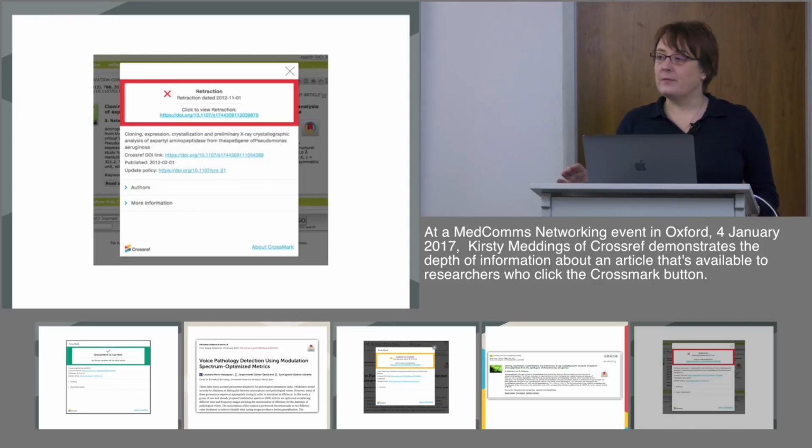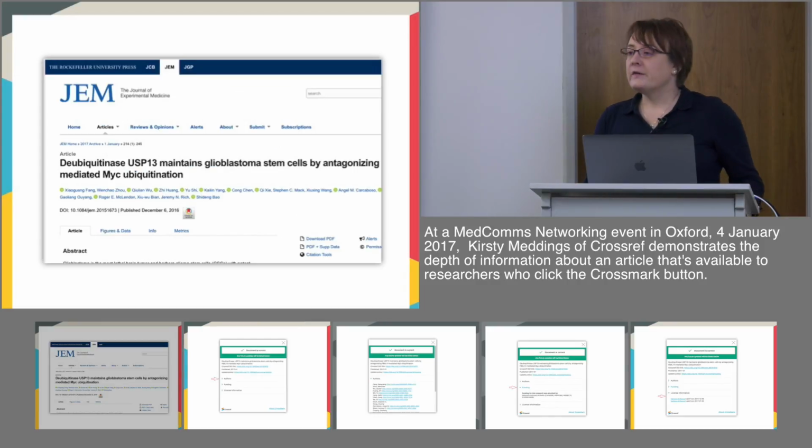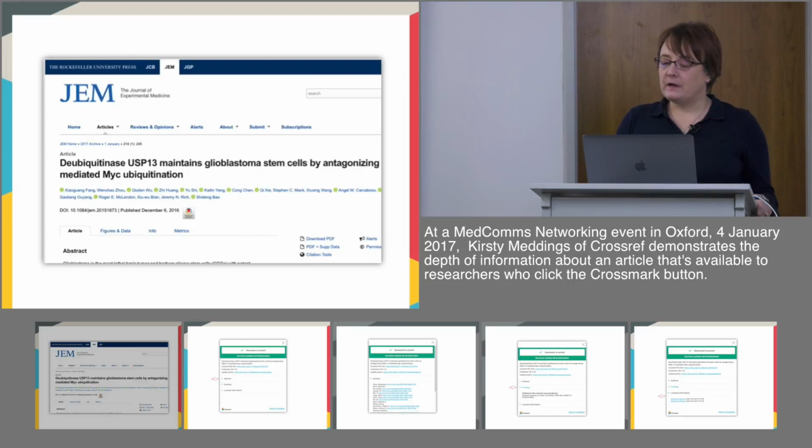And the same would apply if you've been in the PDF of that particular article. The retraction's flagged up right there in front of the reader. So that's the first thing to know about the Crossmark button, that it can alert you to any significant changes, which are particularly important if you're about to cite the article in question.